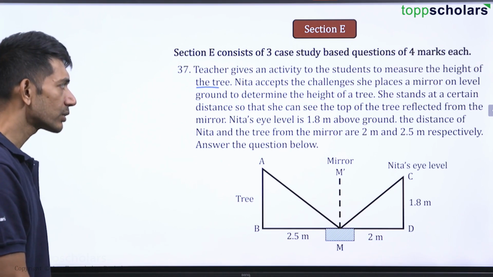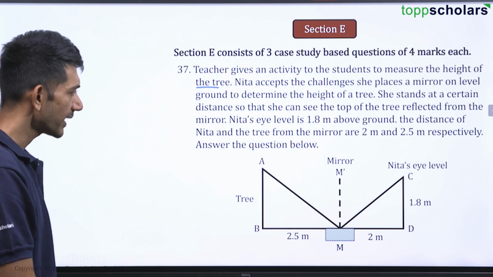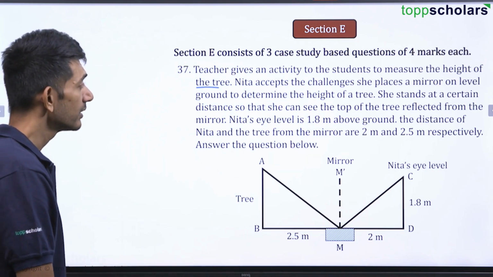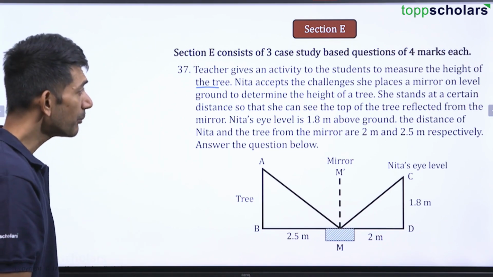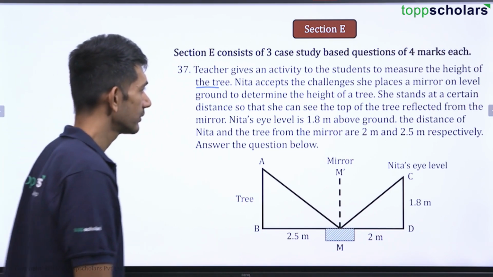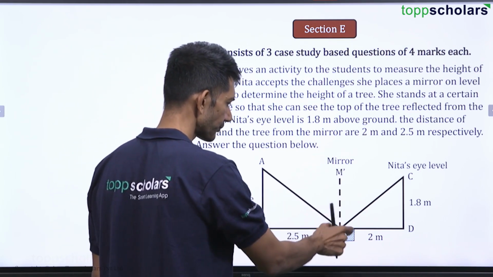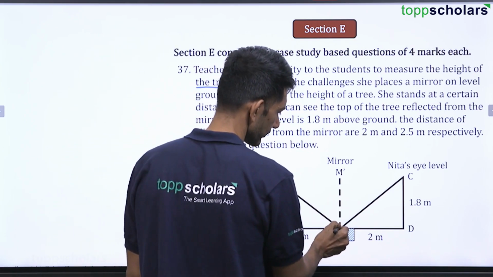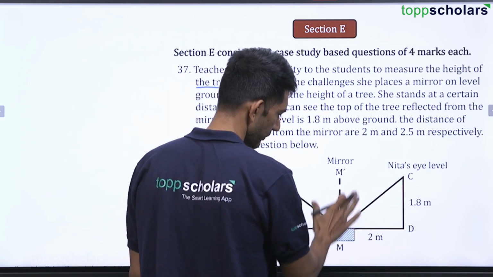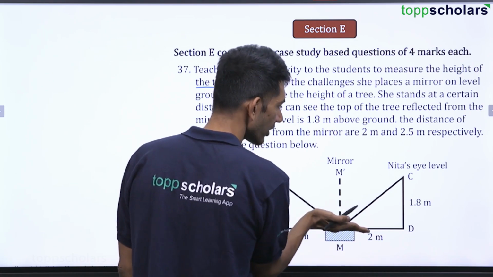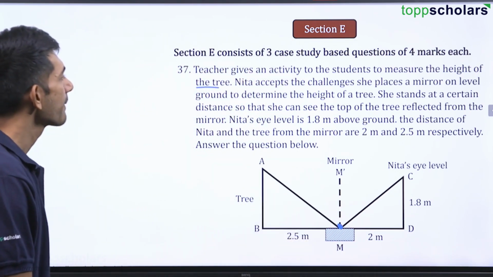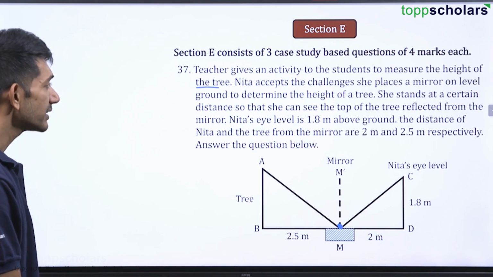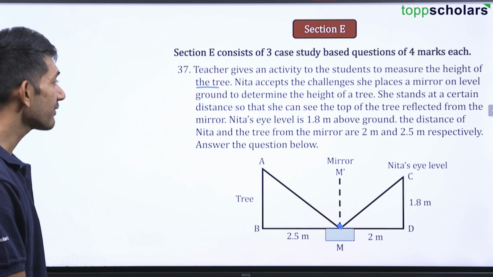Teacher gives an activity to the students to measure the height of the tree. So there is a tree. AB is a tree. Okay. Neeta has accepted the challenge and she places a mirror on the level ground. She places a mirror like this, right, on the ground. So this is horizontal mirror. Okay. She stands at a certain distance so that she can see the top of the tree reflected from the mirror. Understand this.